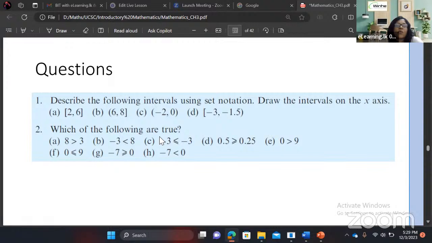Is this true or false? Minus 3 is less than or equal to minus 3. Yes, neighbor, it is true. Why is that? Minus 3 is equivalent to minus 3. Here, the equal sign is also there.